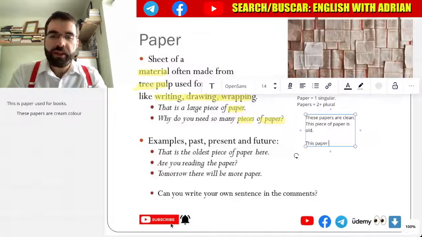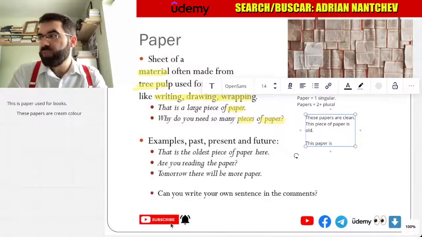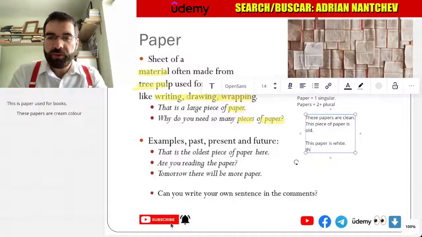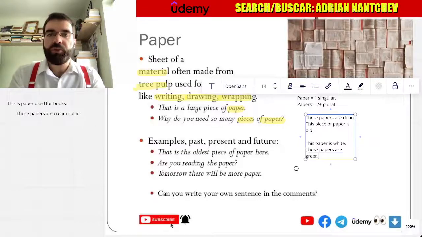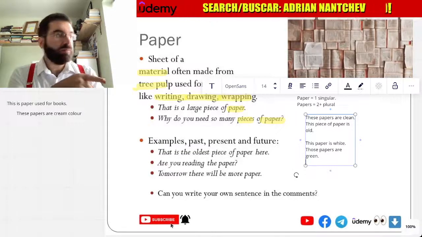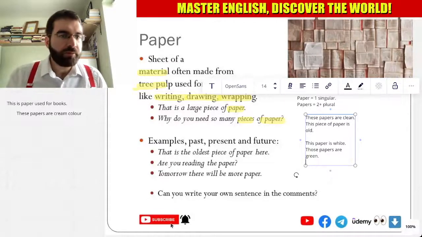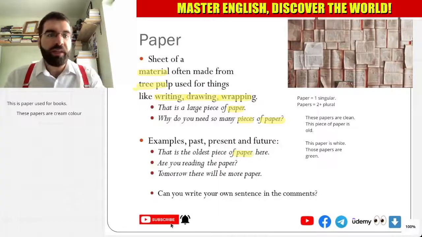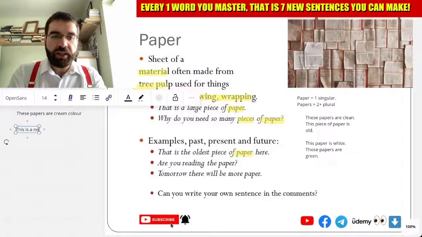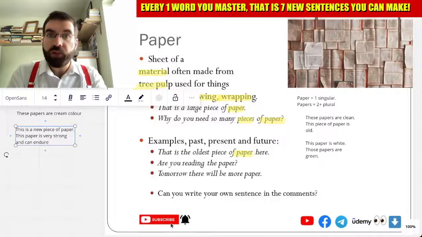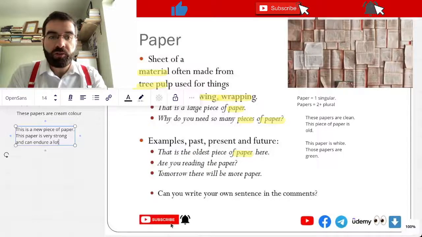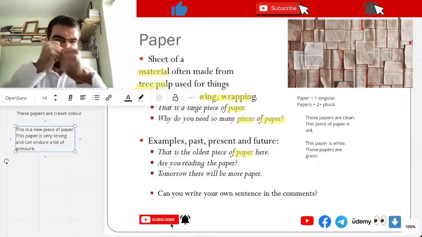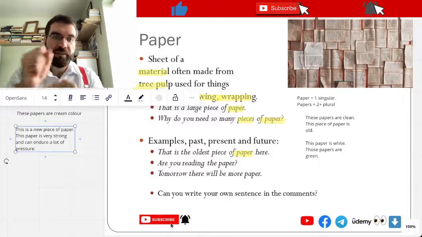This paper is white, and those papers are green, for example. White and green. So that is the oldest piece of paper here. This is a new piece of paper. This paper is very strong and can endure a lot of pressure, pressure to pull or to twist or bend.